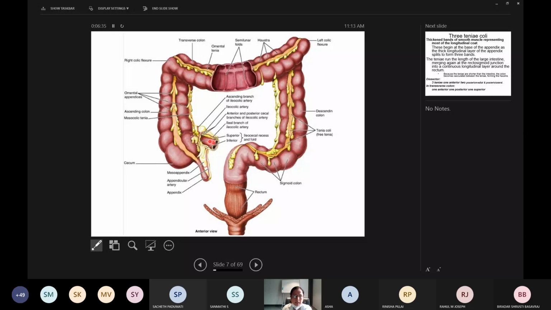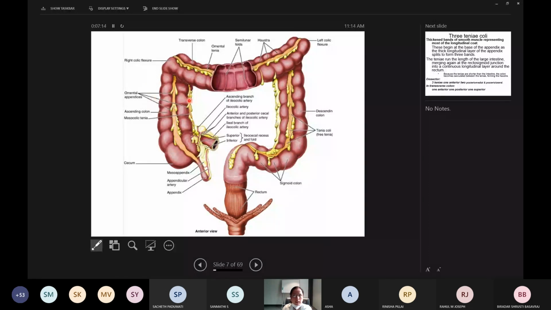It is classically absent in the appendix and in the rectum. Taenia coli is absent in the appendix and in the rectum. Then next you have the sacculations or the haustrations. Wherever the taenia coli are present, there you can see the sacculations or haustrations, which are the dilatations seen in the large intestine. These are also absent in the appendix and in the rectum; you don't see the haustrations.